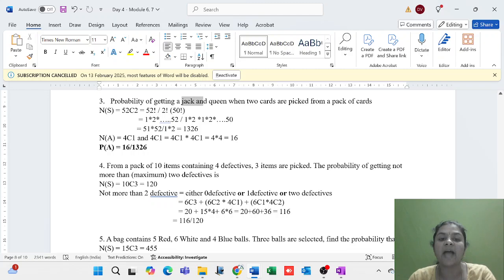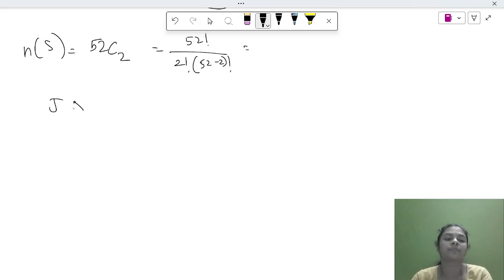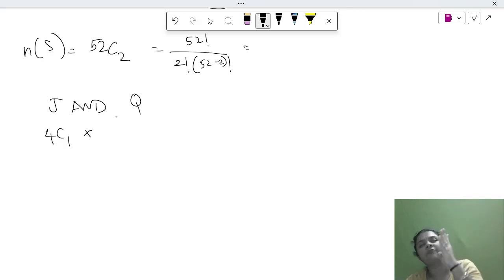Now coming to the numerator part. Probability of getting a jack and a queen. So one card I need as a jack and another card I need as a queen. So when it is an 'and' condition, what symbol should be used? Multiplication. For jack, how many jacks do we have in a pack? 4. Out of which I need one jack, 4C1. And a queen, I have 4 queens out of which I need one, 4C1.